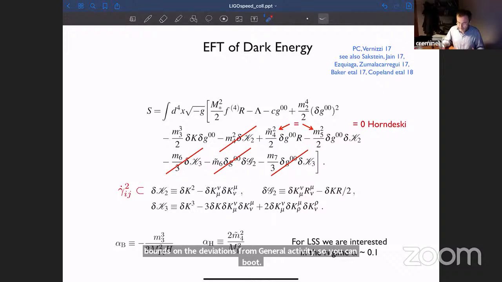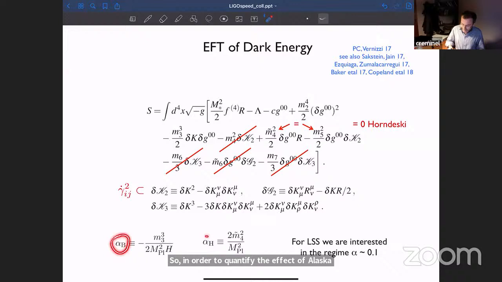In order to quantify the effect on large scale structure, people use these dimensionless parameters, which are basically these parameters just divided by the appropriate powers of M Planck and H. Basically, these are the typical deviations from general relativity. And of course, we can hope to put some bound, but the bounds are of order 10 to the minus 1, 10 to the minus 2. So we can check that general relativity works on large scales using large scale structure observations, but with some precision, not too much. Here we're talking about bounds which are way, way better.